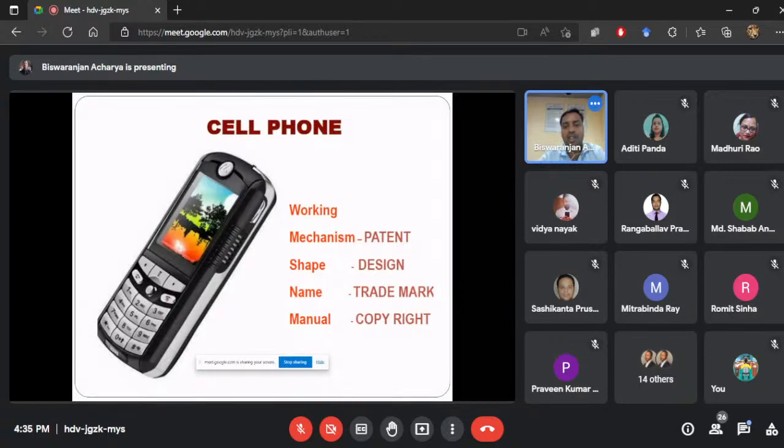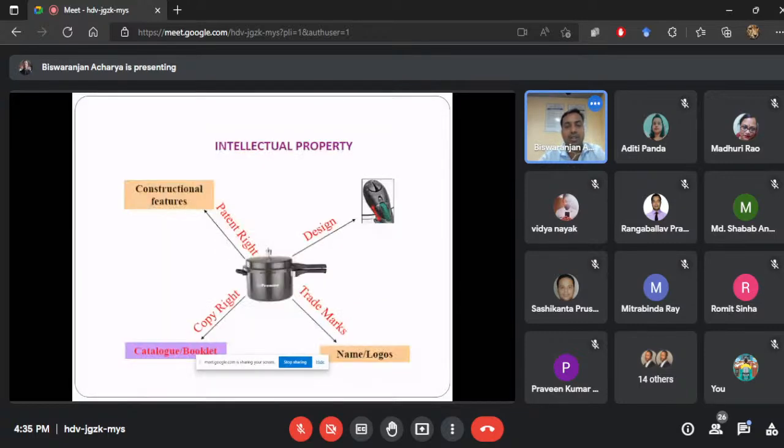Another example we can take is a pressure cooker. The constitutional feature, that is patent right. The design, the structure, that is design. Name, logo, any company name available for pressure cookers, like Prestige or anything, that is name, logo, that is trademark. Copyright, that booklet or catalog is the copyright.